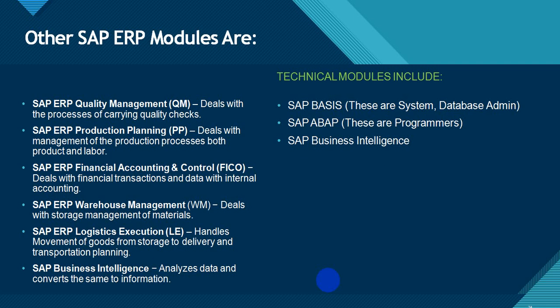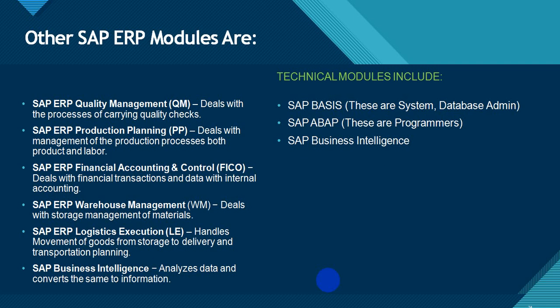You have SAP ERP Production Planning, PP. This deals with management of your production processes. It helps to plan production processes for both product and labor, and of course for people who are production supervisors, line managers, and so on, this is for you. Then you have the SAP ERP Financial Accounting and Control, a combination of financial accounting and control module. This deals with financial transactions and data with internal accounting.